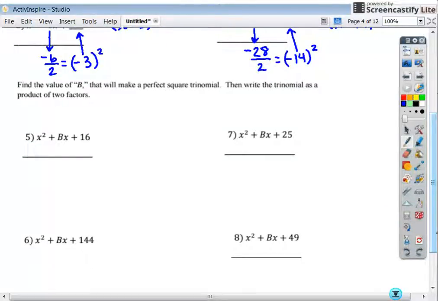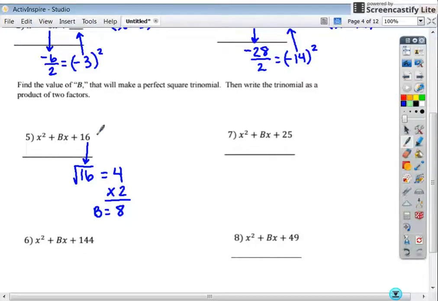All right, now the next 4 problems, we're just going to go in the reverse order. So rather than dividing by 2 and then squaring, we are going to take this number here and take the square root of it, which will give me 4. Let's write it over here. And then I take that number and double it. 4 times 2 gives me 8. So b is going to be equal to 8.